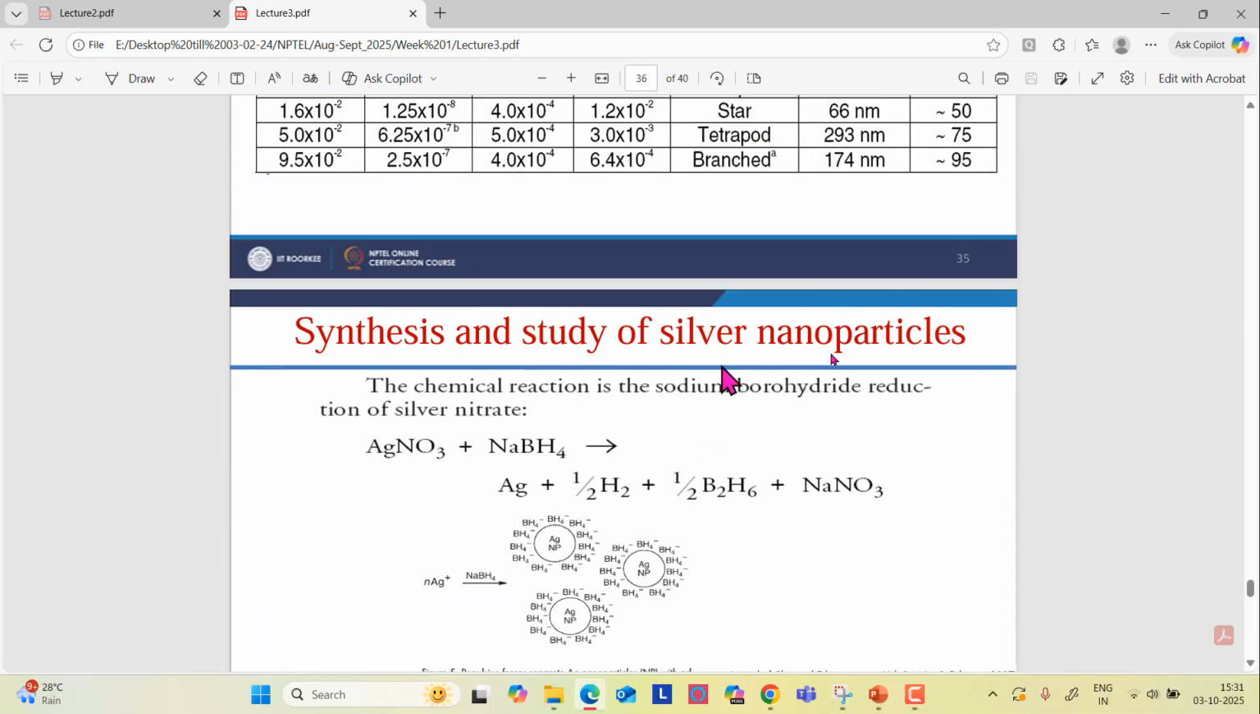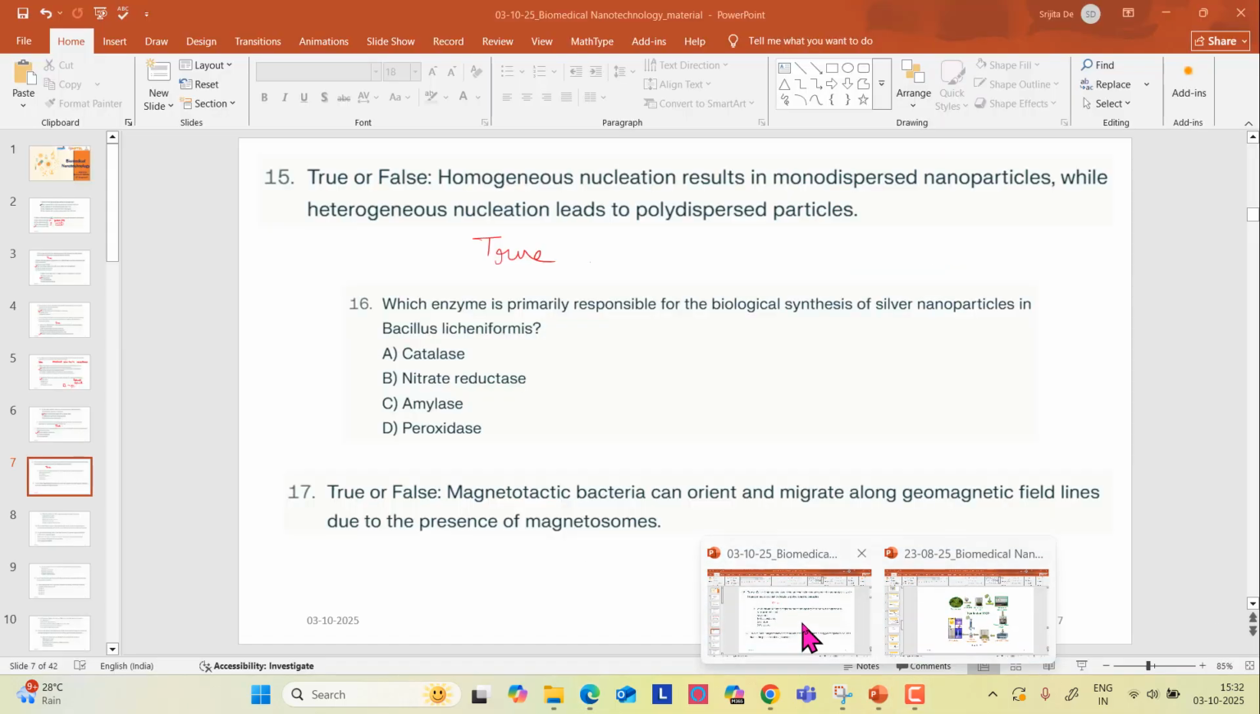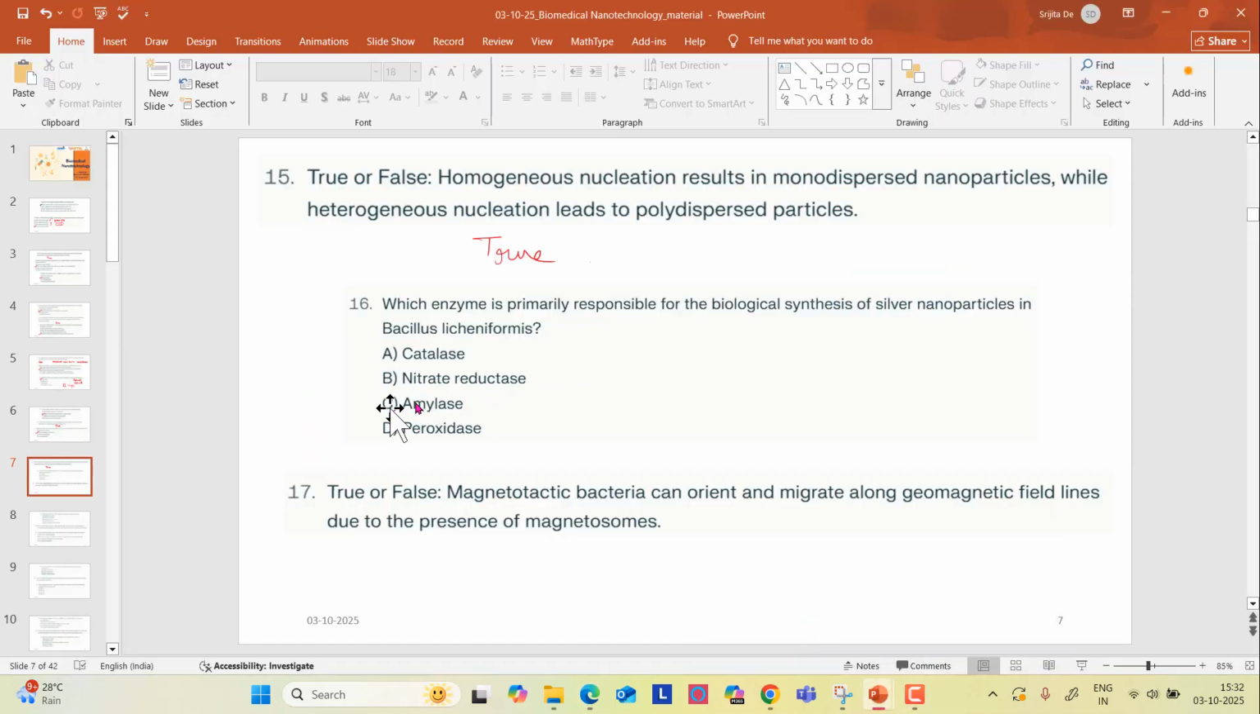So, in the silver nanoparticle synthesis, AgNO3 is the salt, that is silver nitrate. So, we need to reduce this silver nitrate, right? And what are the options here? You can see that nitrate reductase is here. Obviously, nitrate reductase will be the appropriate enzyme in case of biosynthesis. Okay, so the answer is nitrate reductase.